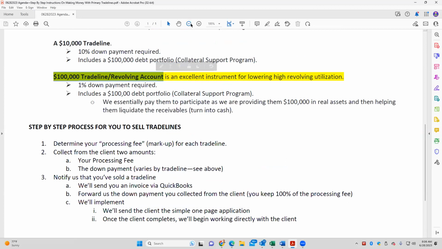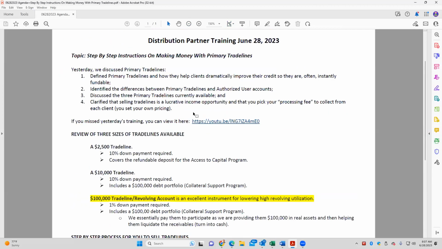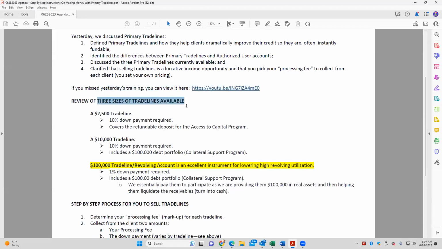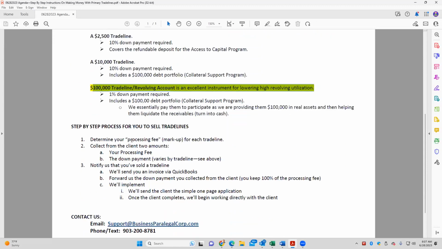I want to keep this short and brief because it shouldn't be complicated. Again, these are step-by-step instructions on how to make money with primary trade lines. If you didn't see yesterday's training, you need to view it to have a backdrop, a foundational understanding. There's three types of trade lines. The main one that we're going to be offering is the $100,000. With the $100,000, you decide to implement, to monetize. You decide what your processing fee is.